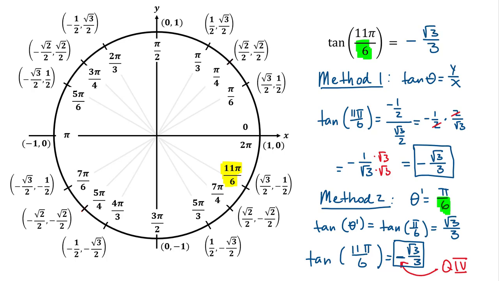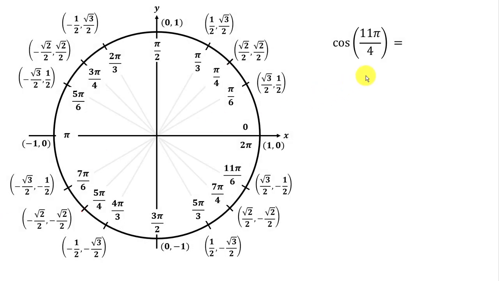Let's try another example. This time we need to find cosine of 11 pi over 4. And as I look around this unit circle, I see that 11 pi over 4 actually is not labeled on this here. In fact, the last value with denominator 4 is 7 pi over 4. Well, that means that this angle rotates more than one full revolution, so it's more than 2 pi. Well, we still need to determine where it terminates.